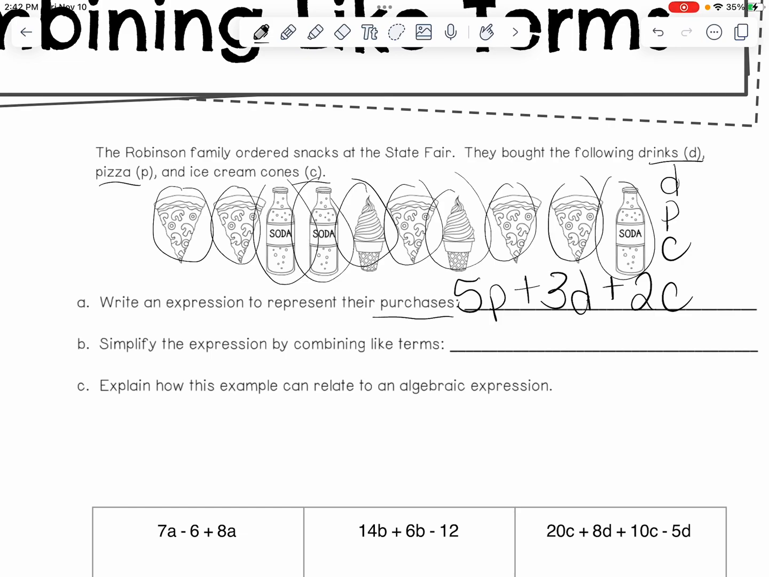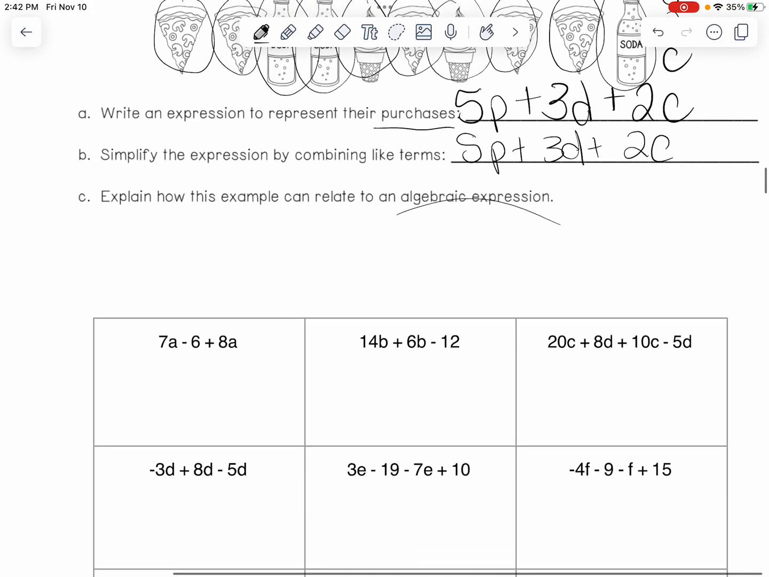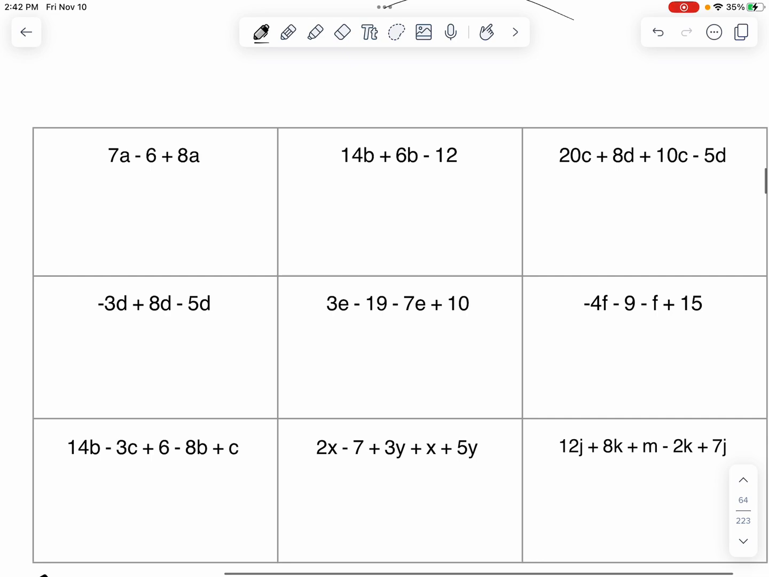So I simplify the expressions by combining like terms. Well, pretty much already combined the like terms, so we're good. So this is the same thing, 5P plus 3D plus 2C. Explain how this example can relate to an algebraic expression. Okay, so like I just said, we will come back to that in class, but now we're going to do our practice. Okay, so right here we're going to combine it.